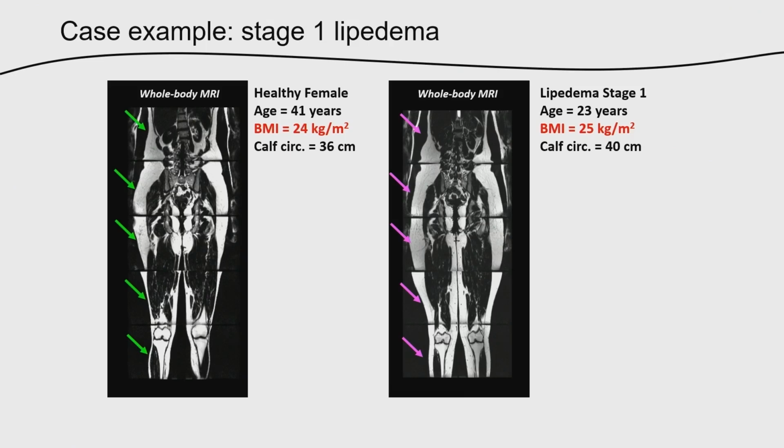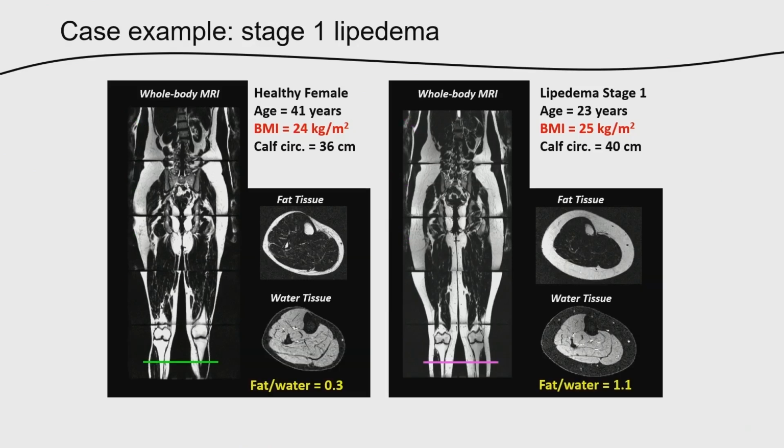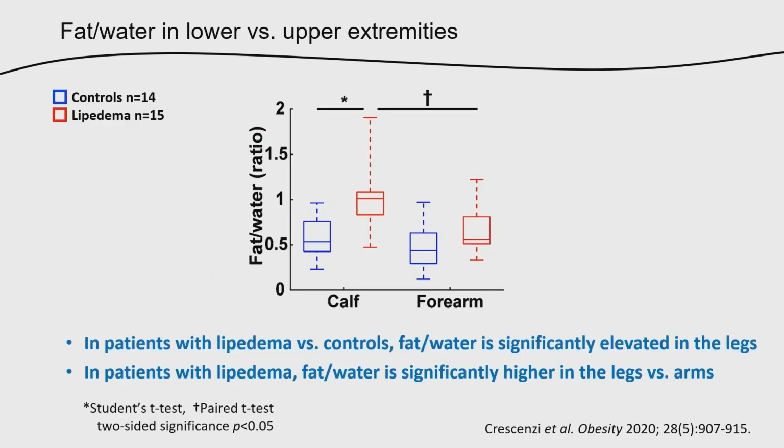This patient is only 23 years old, and already we see some differences. If we quantify that, we've evaluated in this one case that the fat to water volume ratio is 3 times higher than the person with similar BMI as a healthy control. So that's a number and a case example. How about the group level results?